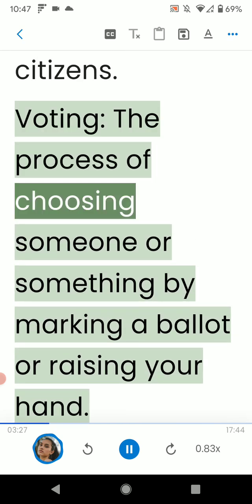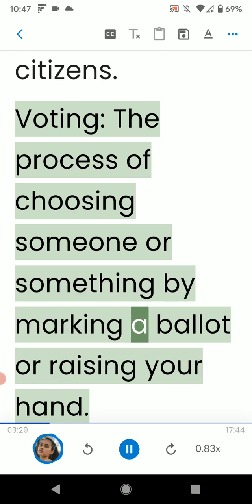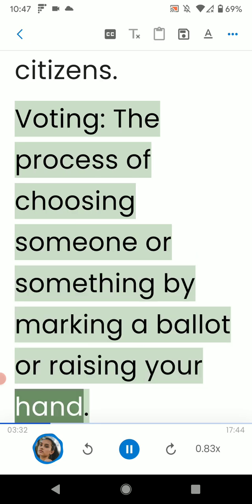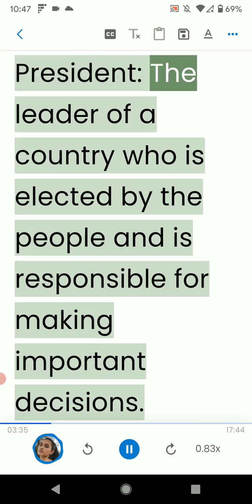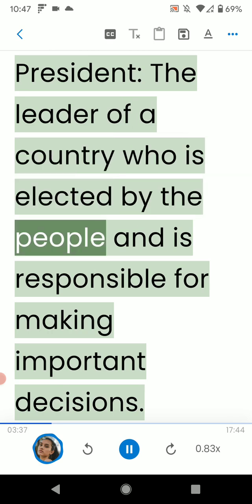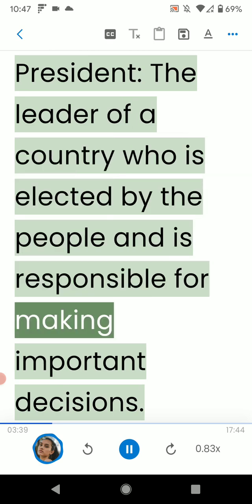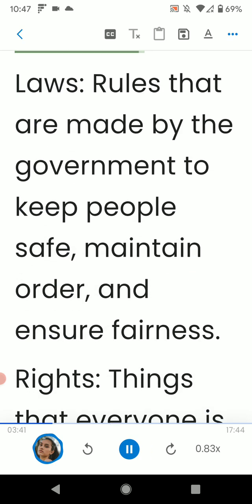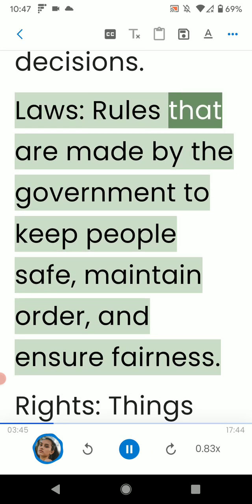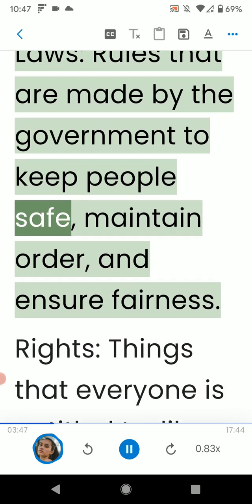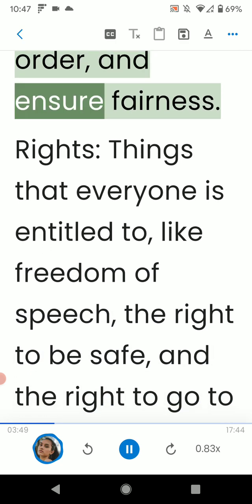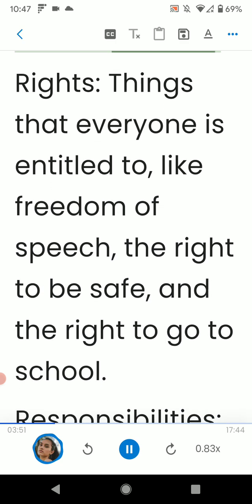Voting, the process of choosing someone or something by marking a ballot or raising your hand. President, the leader of a country who is elected by the people and is responsible for making important decisions. Laws, rules that are made by the government to keep people safe, maintain order, and ensure fairness.